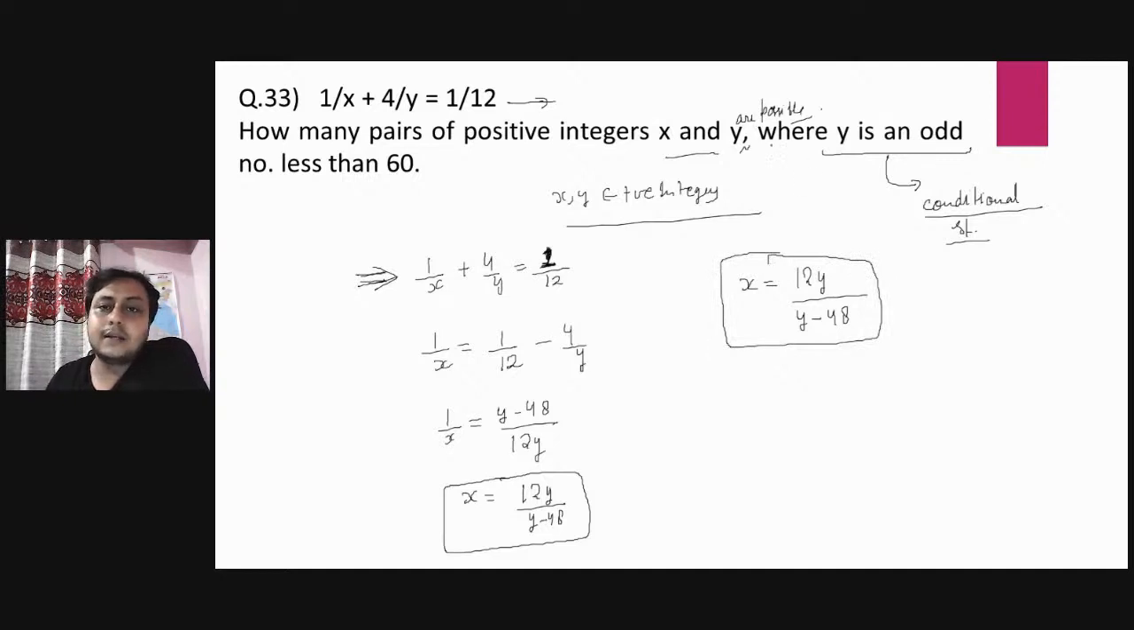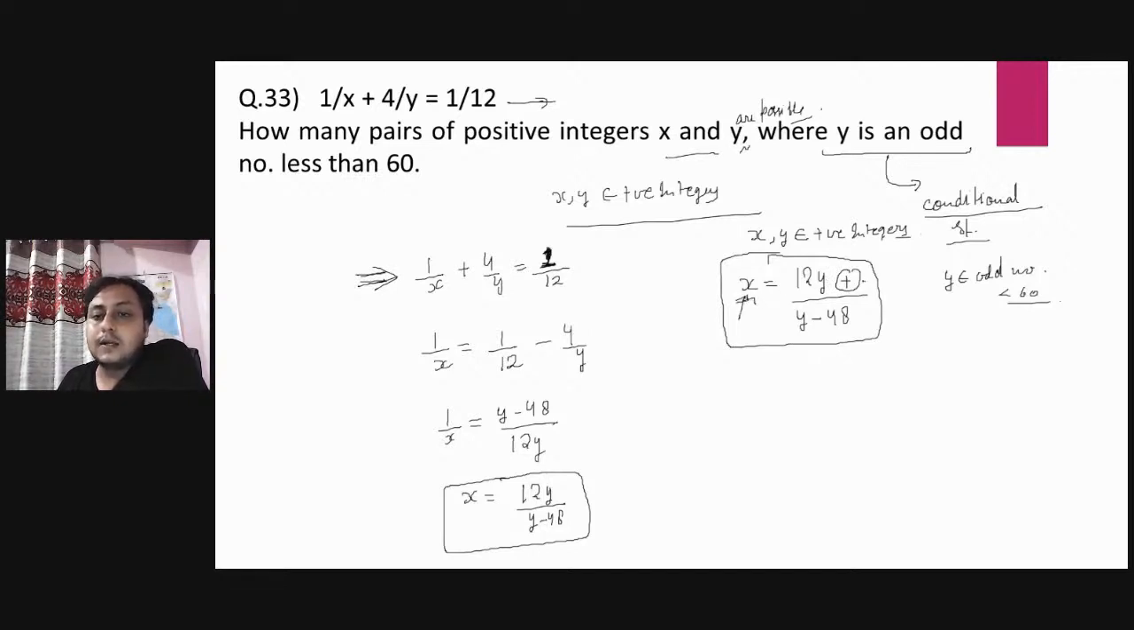So guys, it is given that y is an odd number less than 60. And it is also given that x and y, you have to find the positive integer solution, means x and y should be positive integers. Right? So guys, the numerator part is 12y, so y should be positive. 12 into y is a positive integer, so 12y is positive. So x is also a positive integer.